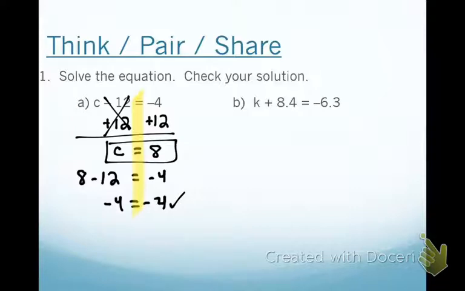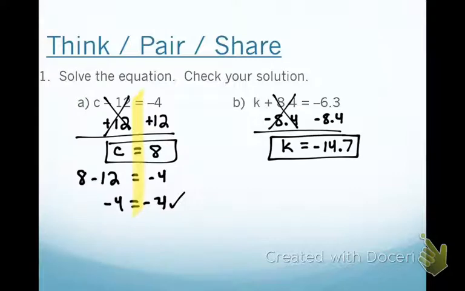Here we go. What's the opposite of plus 8.4? Minus 8.4, so we're going to subtract it from both sides. Remember, what you do to one side, you have to do to the other. This cancels out, and you're left with K equals. Now, these are the same sign. Same sign, add the numbers, keep the sign. What do you get? 14.7. Okay, a lot of you said 14.7, but you have to keep the sign, so it's negative 14.7.